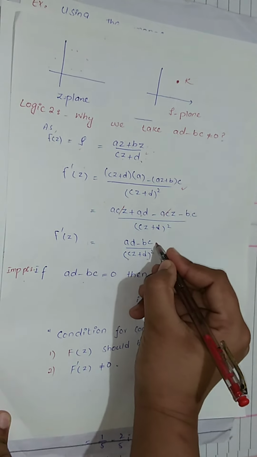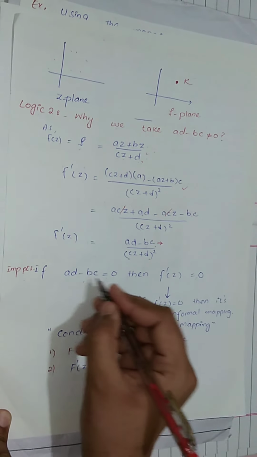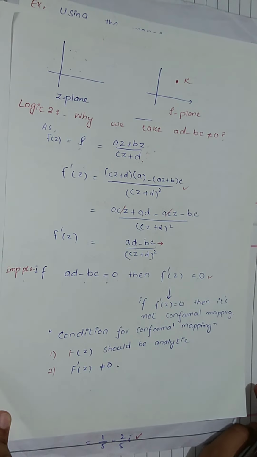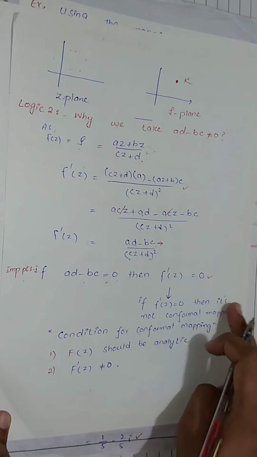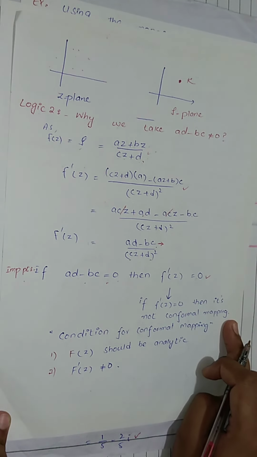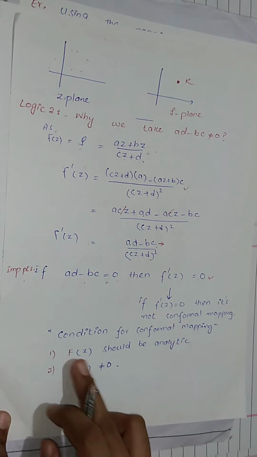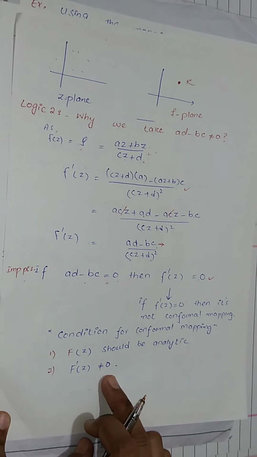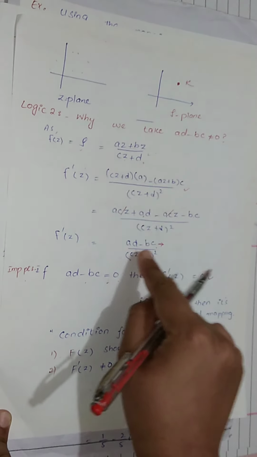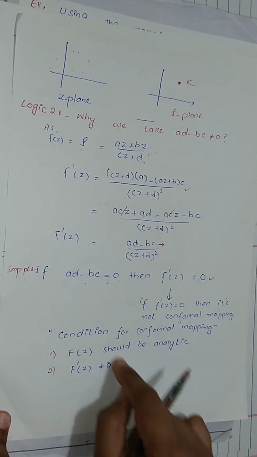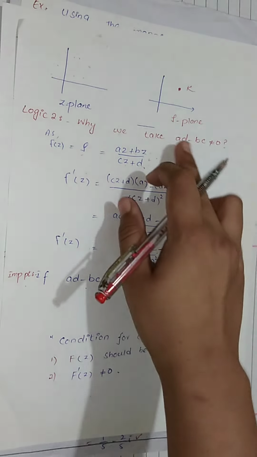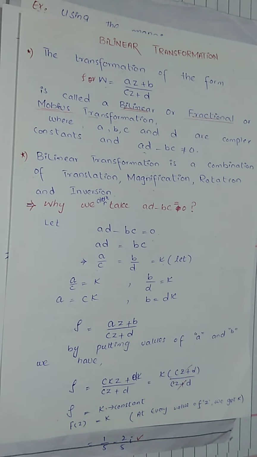Now we can see that in the numerator we have AD minus BC. If AD minus BC is equal to 0, then our f derivative of z is equal to 0. If f derivative of z is equal to 0, then it is not a conformal mapping, because for conformal mapping we have two conditions. First, f of z should be analytic, and the second condition is f derivative of z is not equal to 0. So when we put AD minus BC is equal to 0, this condition fails, so conformal mapping fails. That's why we use the condition AD minus BC is not equal to 0 in bilinear transformation.